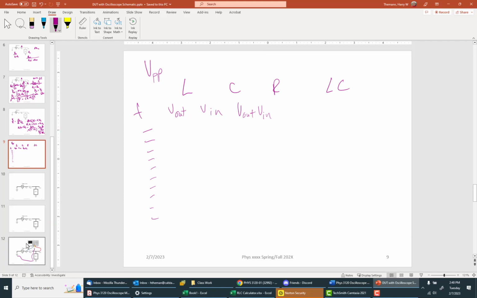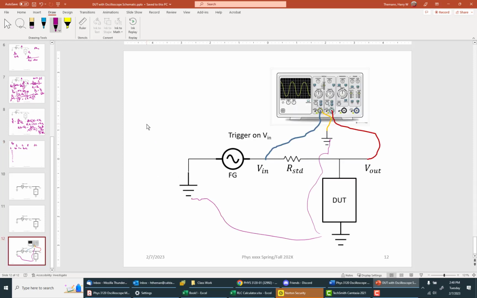So, before I go into the spreadsheet, remember, channel 1 in this setup is V in. And again, remember, you want V peak to peak. Channel 2 is V out. And where exactly you put the numbers on the table depends on what your device under test is.